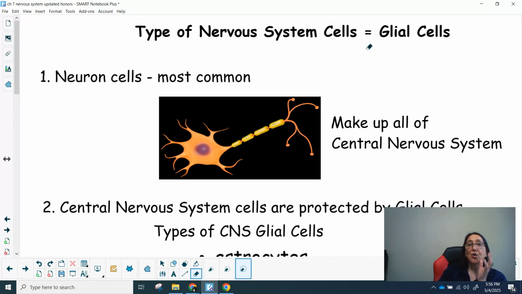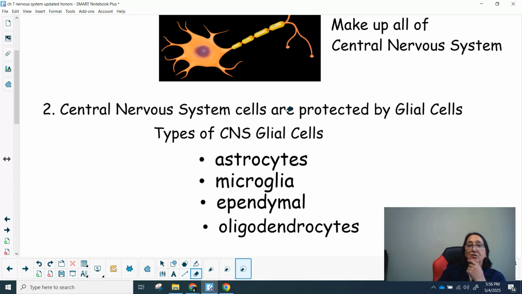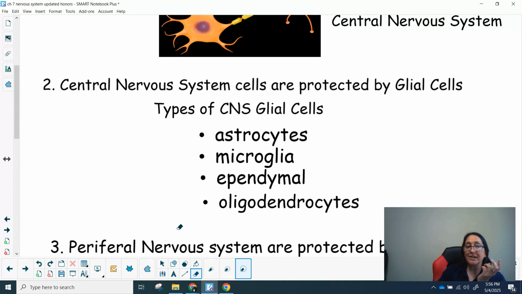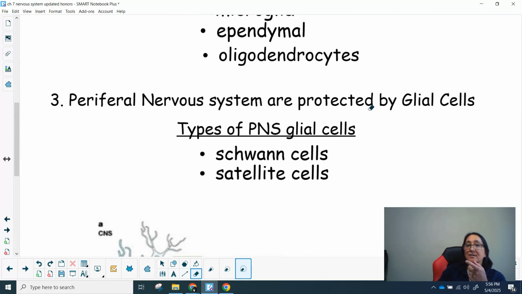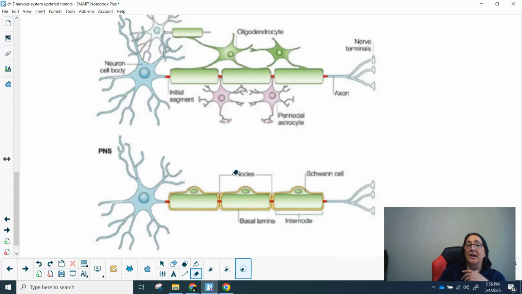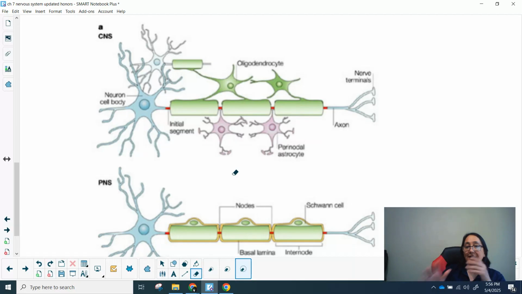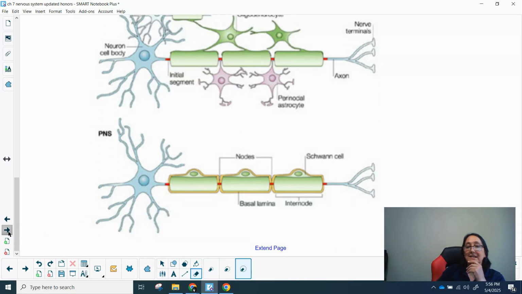Okay, so types of nervous system cells. All types are called glial cells. Okay, neurons are the most common cell, and so there's our basic neuron that makes up the central nervous system. The central nervous system cells are protected by glial cells, the astrocytes and microglia, the ependymal, and the oligodendrocytes. The peripheral nervous system is protected by glial cells. Types of glial cells for the peripheral nervous system are the Schwann cells and the satellite cells. Okay, so basically the last two slides here have just been to help you to organize this in your mind.